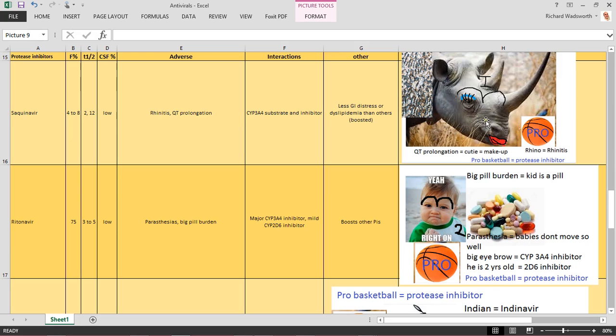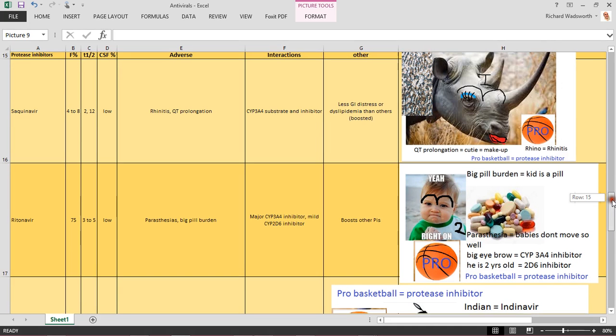Cutie. Okay, so this is a cutie rhinoceros. Look, it's got mascara on and lipstick and eyelashes, all pretty. It's a cutie, right? And what does this cutie want to do? It wants to be a pro basketball player. The pro basketball player is a protease inhibitor. This is our first set of these. So to distinguish it, remember, cutie here wants to be a pro basketball player. And interactions, CYP3A4 substrate inhibitor. So here is the 3. She drew her eyebrows on like a 3. Other, less GI distress or dyslipidemia than others. Okay, that's good.